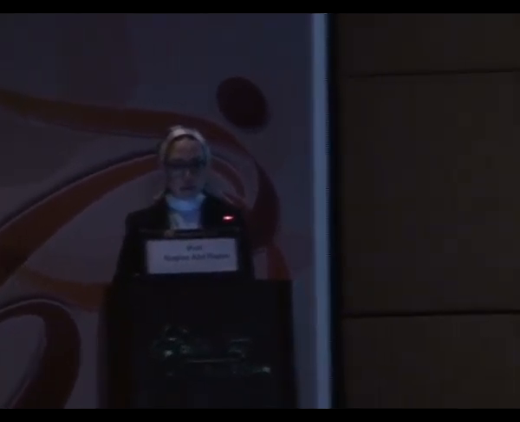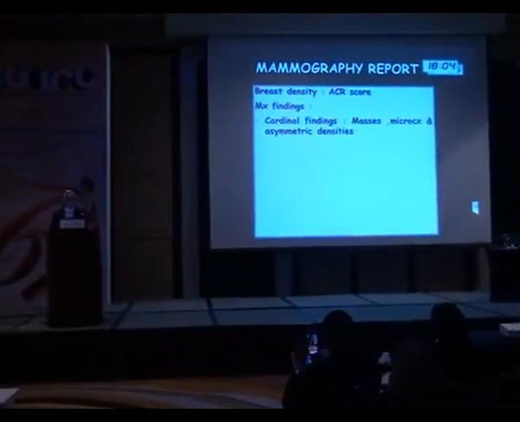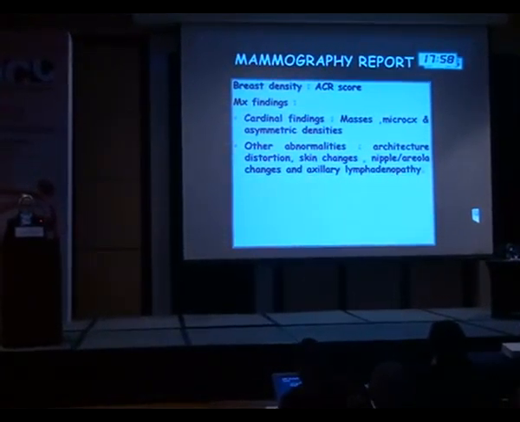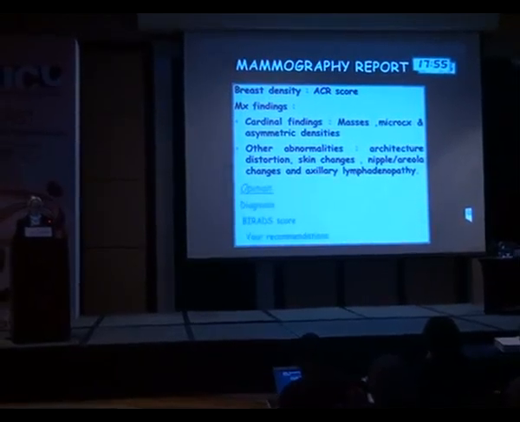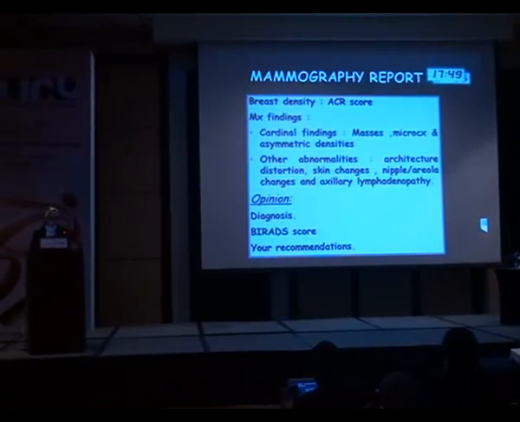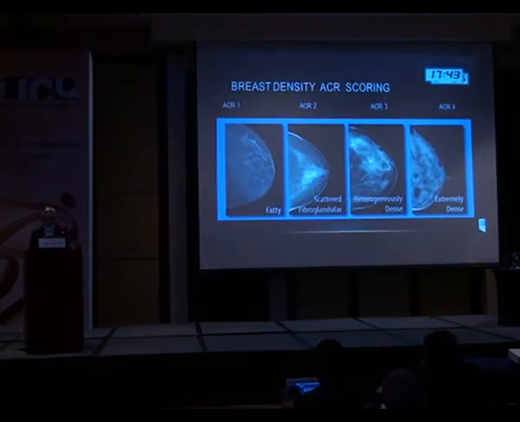For interpretation, we usually read in a mirror-image fashion, and we have to compare similar areas. The mammography report should include comments on the breast density, the ACR score that was covered by Petro. For the mammography findings, we have cardinal mammography signs. We have to comment as negative or positive, like having masses, microcalcification, and asymmetric densities. And we have other abnormalities like architectural distortion, skin changes, nipple-areola changes, and axillary lymphadenopathy. Then you make your diagnosis and give the BI-RADS score, which we will come to later, and you give your recommendation for biopsy, MRI, and so on.